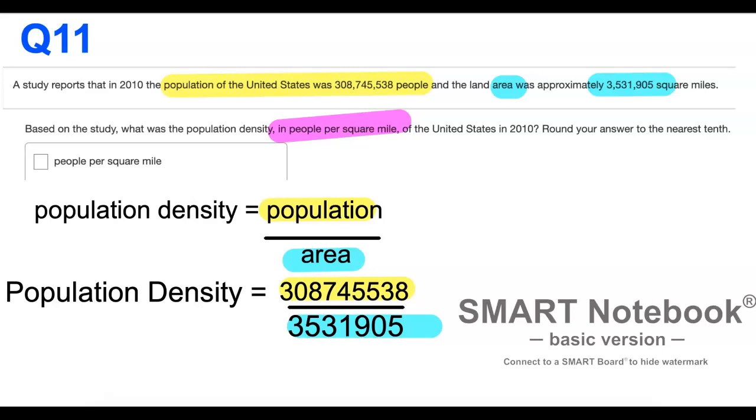To round something to the nearest tenth, you use the hundredths place, so you go to the second digit after the decimal point. If the number in the hundredths place is 5 or bigger, it's going to round your tenths place up. If the number in the hundredths place is less than 5, your tenths value will stay the same.